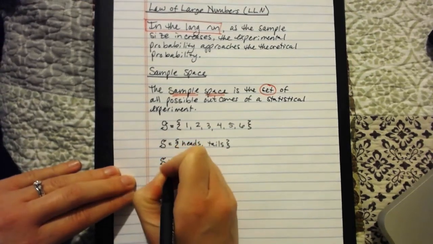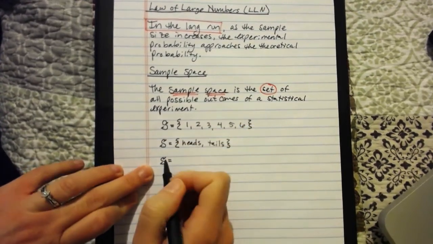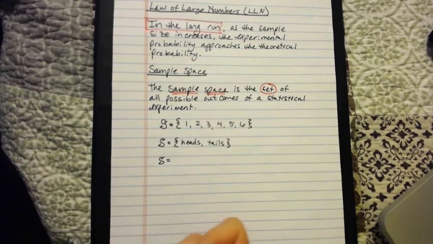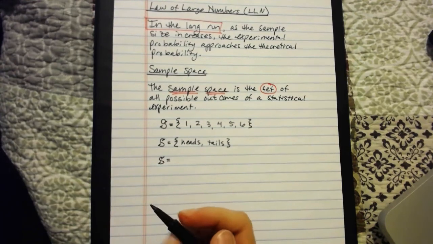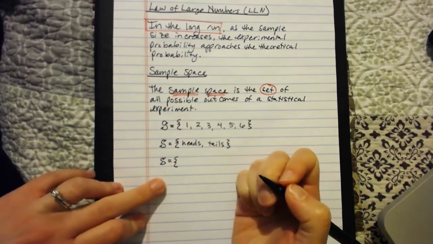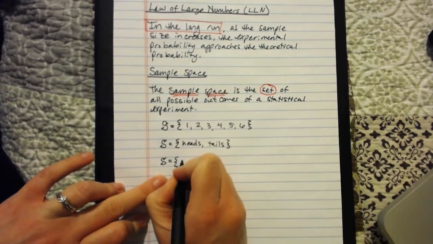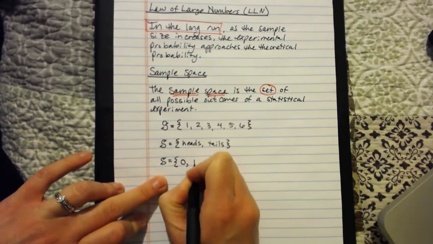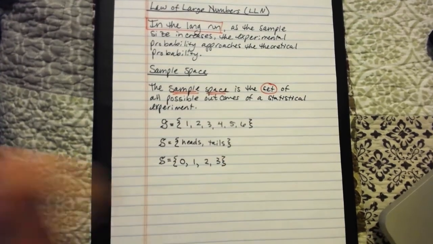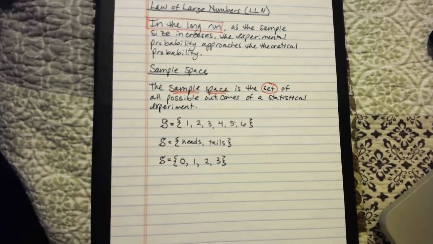And then let's say the other thing that I was interested in, sample space here, let's say I'm going to flip a coin 3 times, and I'm interested in the number of heads in 3 flips. So the lowest number of heads I could get in 3 flips would be 0. Then I could have 1, 2, or all 3 heads. Okay. So these are examples of sample spaces.